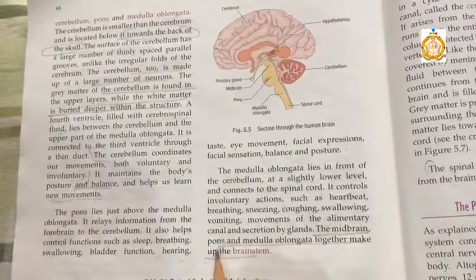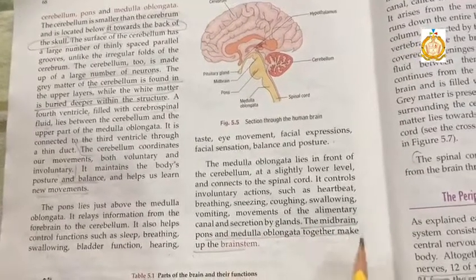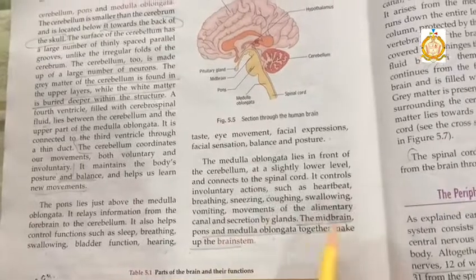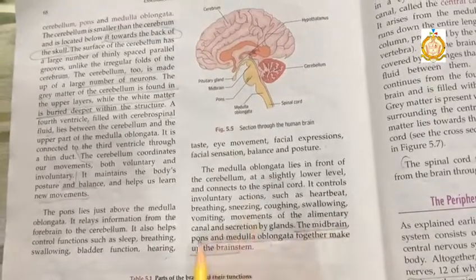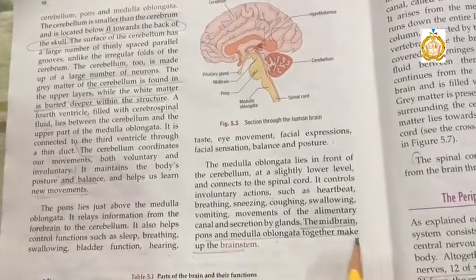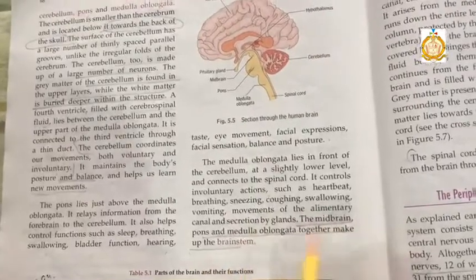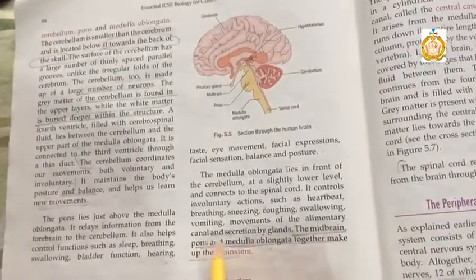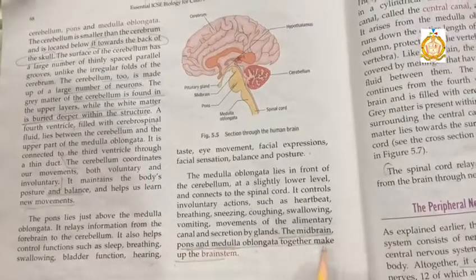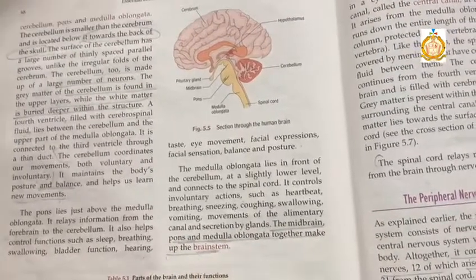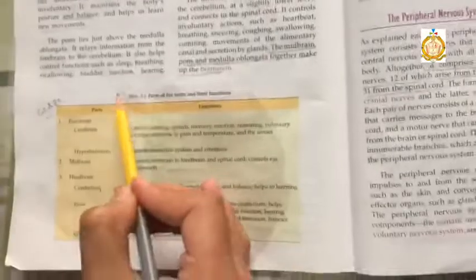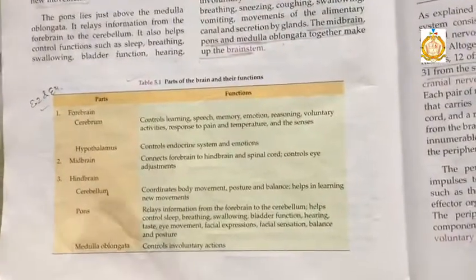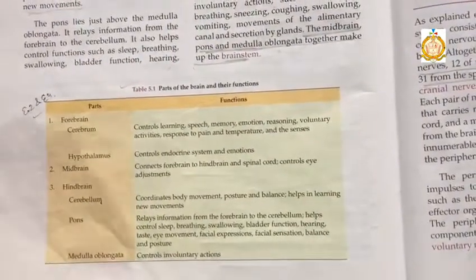The midbrain, pons and medulla oblongata together make the brain stem. Now read this table. From this the functions of all parts of the brain will be clear to you.